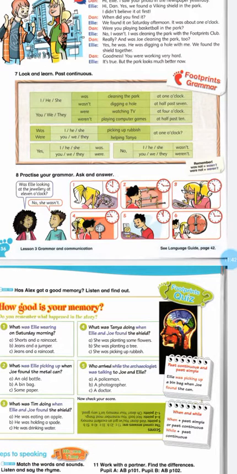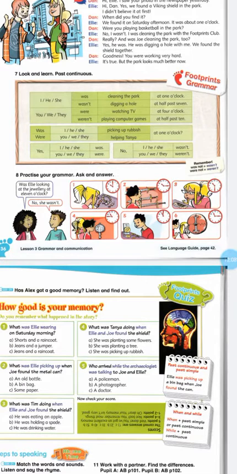The yes/no question of the past continuous: was or were, then the subject, then verb with ing. The answer: yes, then the subject, and then was or were. No, then the subject, then wasn't or weren't.